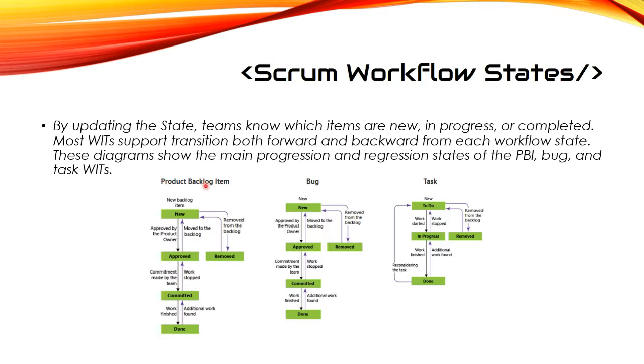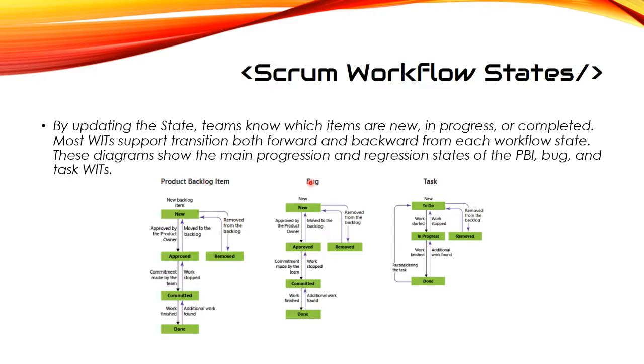So for a product backlog item, you have a new backlog item, it's in the new state. It goes to approved, then you can go back to new again. Once it's approved, then this is where the commitment is made by the team, and they're going to get started. If their work stopped, it can go back to approved. Once it's committed, the work is finished, and it goes to done. If it's not done, then you found additional work and you go back. Also, the item can be removed.